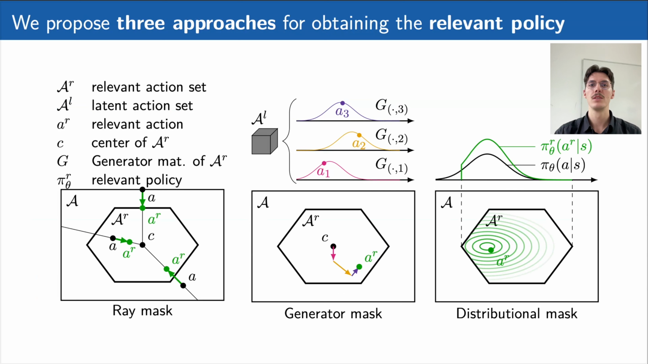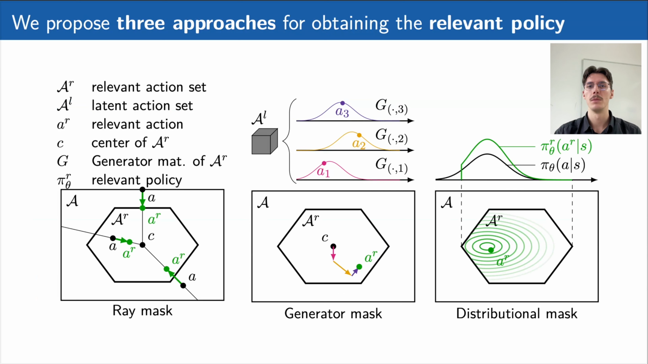The generator mask uses a zonotope, which is a set representation that projects a hypercube onto the lower dimensional action space. We define the original policy distribution in the space of the hypercube, which ensures that after the zonotope mapping, all sampled actions are contained in the relevant action set.